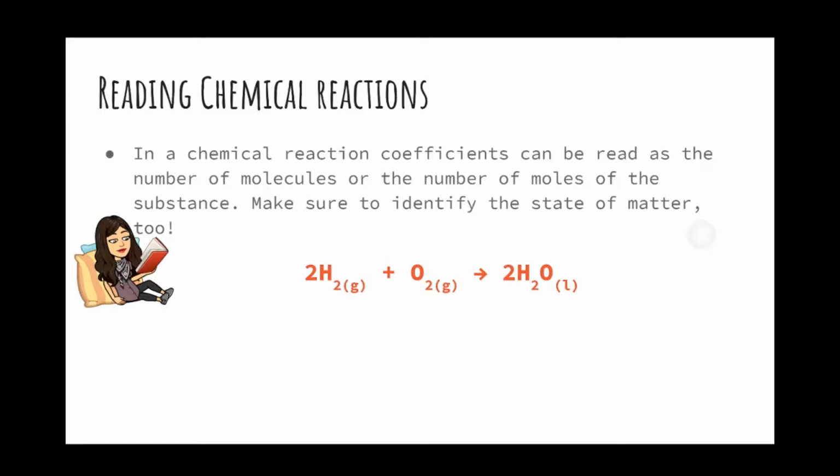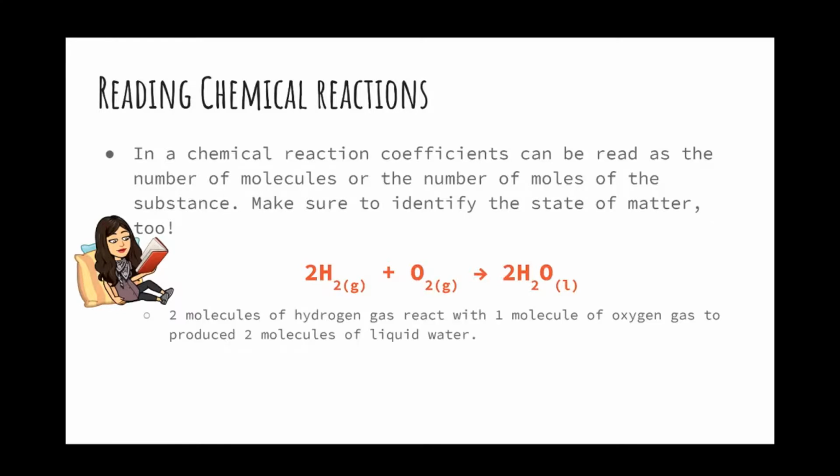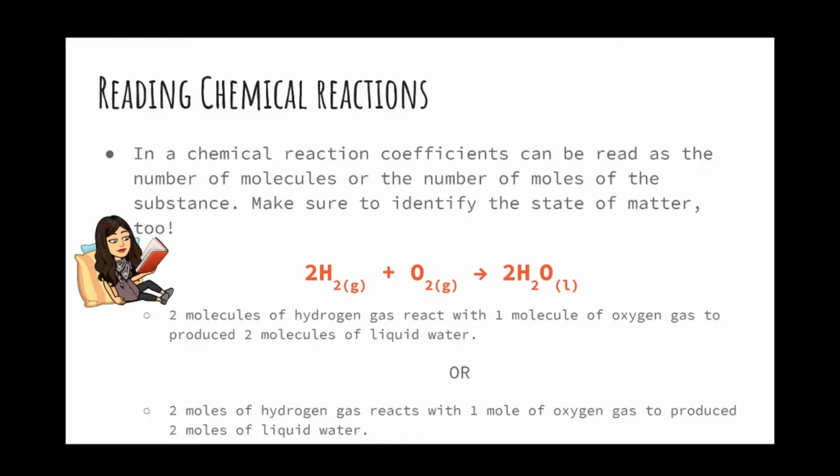So there are 2 ways that you can read this. You can either say 2 molecules of hydrogen gas react with 1 molecule of oxygen gas to produce 2 molecules of liquid water. So that's one way. The other way that you could read this chemical reaction is by saying 2 moles. So we could also say 2 moles of hydrogen gas react with 1 mole of oxygen to produce 2 moles of liquid water. Notice that I cannot say atoms because those do not represent atoms. I have to use either molecules or moles. So those are the only 2 words that I can use to read this chemical reaction. And this is going to become really important next week when we start learning about stoichiometry.